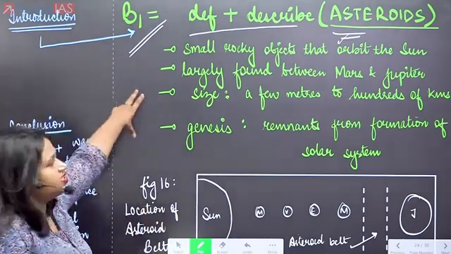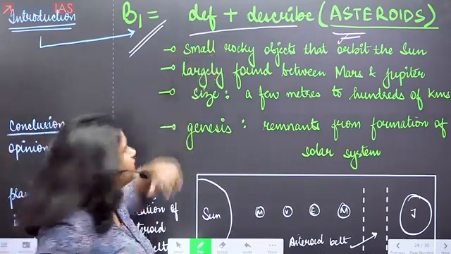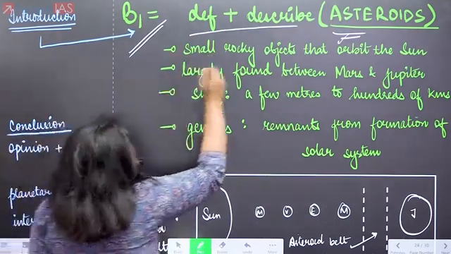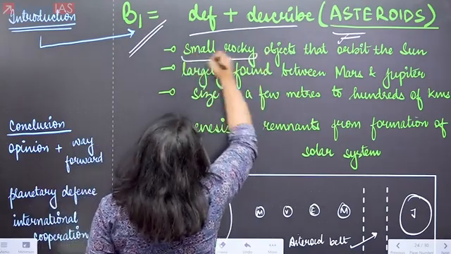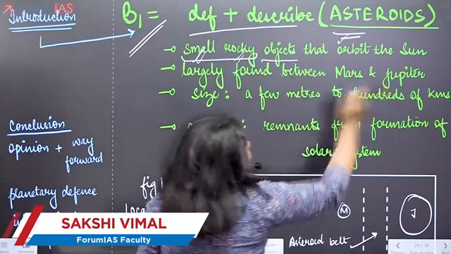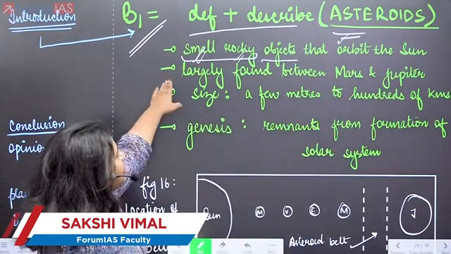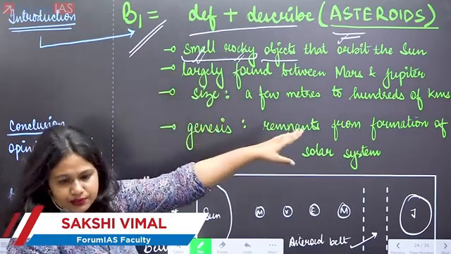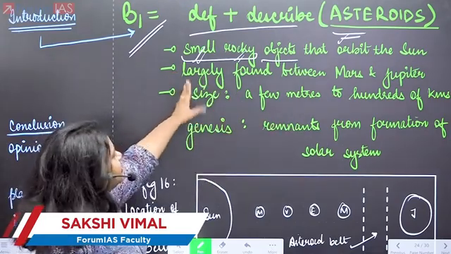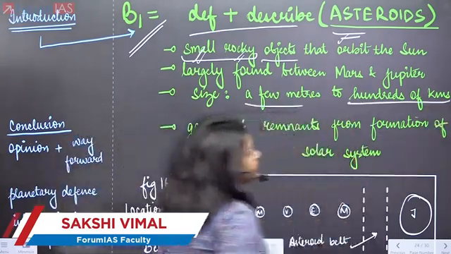So what are the things that we keep track of here? We have to describe what the asteroid is, what it consists of. So it is a small, rocky object that orbits the sun, right? That is the definition of the asteroid. It is largely found between Mars and Jupiter. Then the size can range from a few meters to hundreds of kilometers.